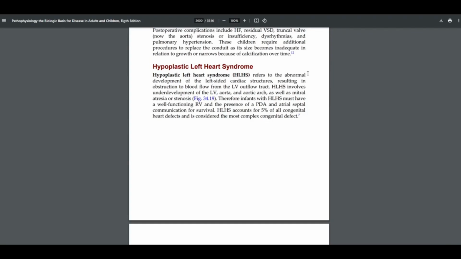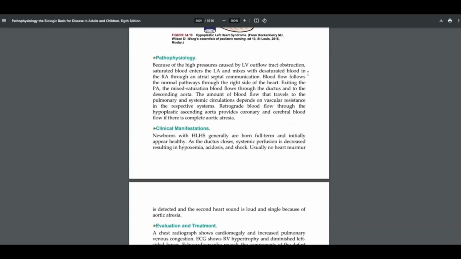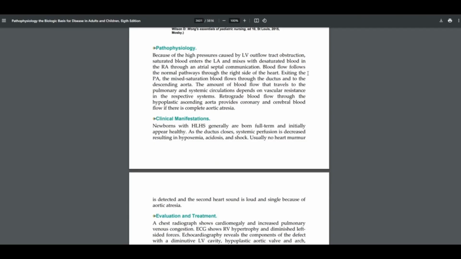Hypoplastic left heart syndrome accounts for 5% of all congenital heart defects and is considered the most complex congenital defect. Because of the high pressure caused by the left ventricular outflow tract obstruction, saturated blood enters the left atrium and mixes with desaturated blood in the right atrium through an atrial septal communication. Blood flow follows the normal pathway through the right side of the heart, exiting the pulmonary artery. The mixed saturation blood flows through the ductus and to the descending aorta.